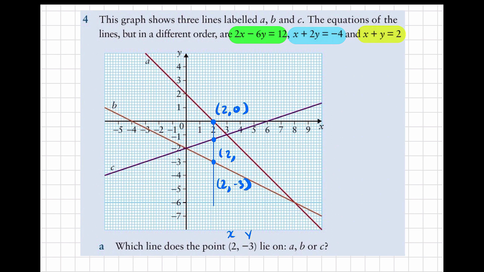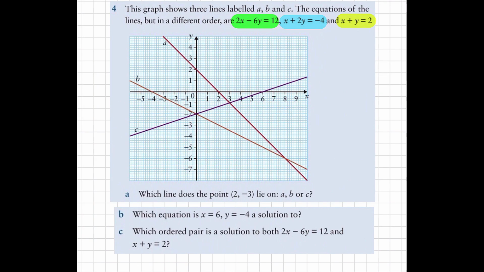And in this case, we don't actually land on an exact value. If I go off to the left till I cross the y, it's somewhere around 1.4. That can be calculated using the actual equations. But for right now, it says which line does the point 2, negative 3 land on? Well, 2, negative 3 is right there, and that is on line, or letter, B.